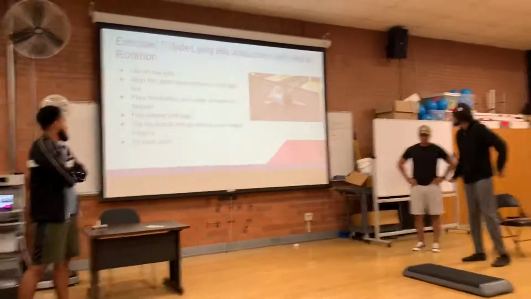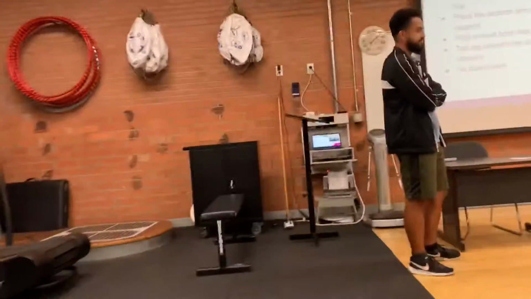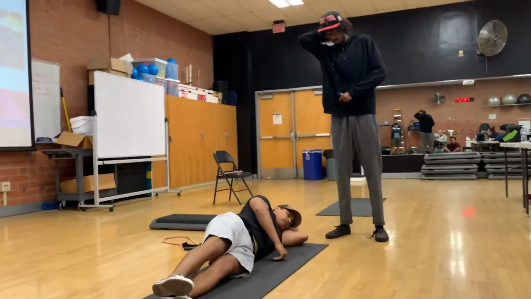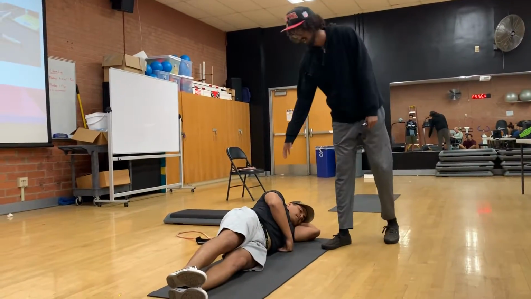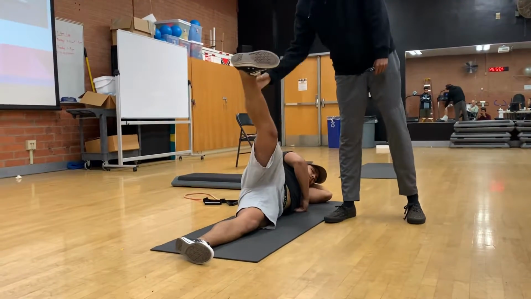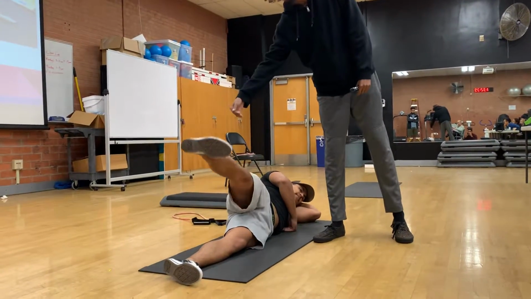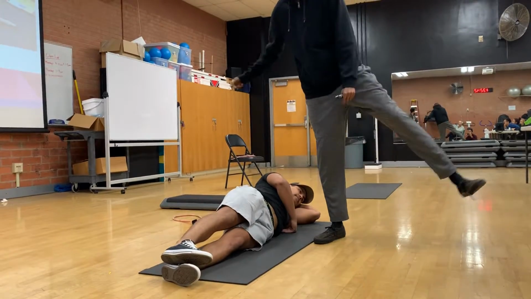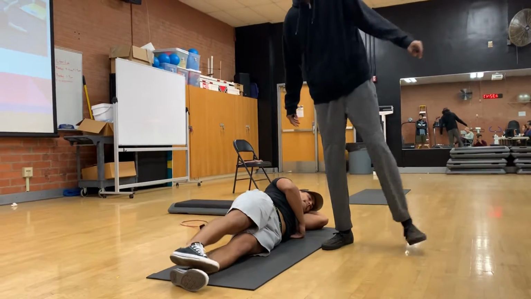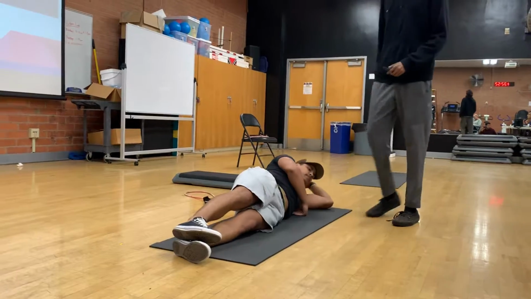So exercise 1, Pedro will actually demonstrate this. You will start laying down on the floor, on one side, preferably with your elbow under your head for a rest. You want your trunk and your hip all in a straight line, and you want to raise one leg up, abduct it up. Make sure to eccentrically lower it down slowly. Usually people concentrically raise it up, but they don't really slow it down, and that's where all the power actually comes from, the eccentric portion.